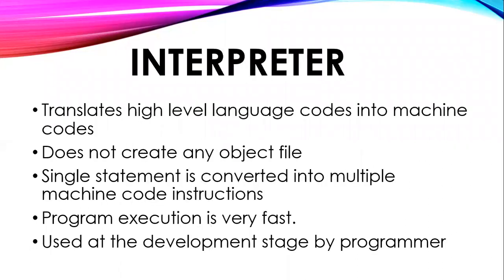Then the interpreter. What is an interpreter? It is another type of high level language translator. It does not create any object file. When we type a program in an interpreter-based language and we save it, only one file is saved, and that file is called source code. An object file is not produced. A single statement is converted into multiple machine code instructions.